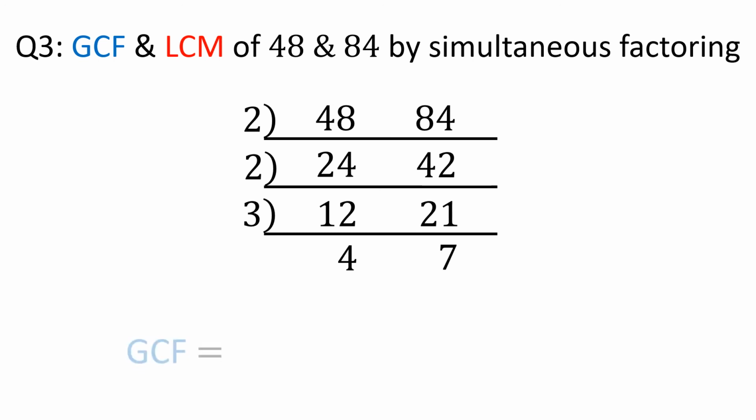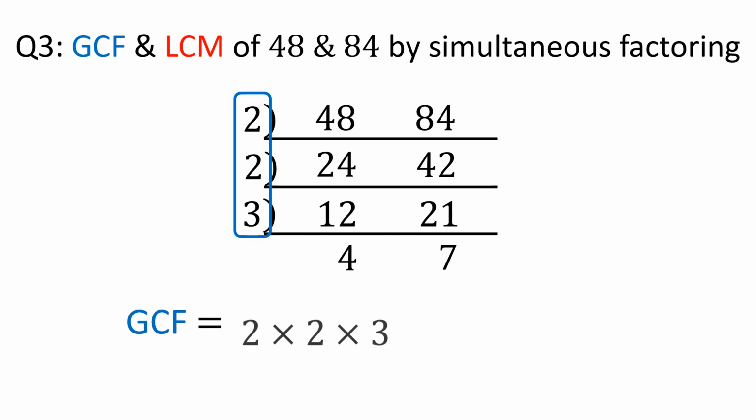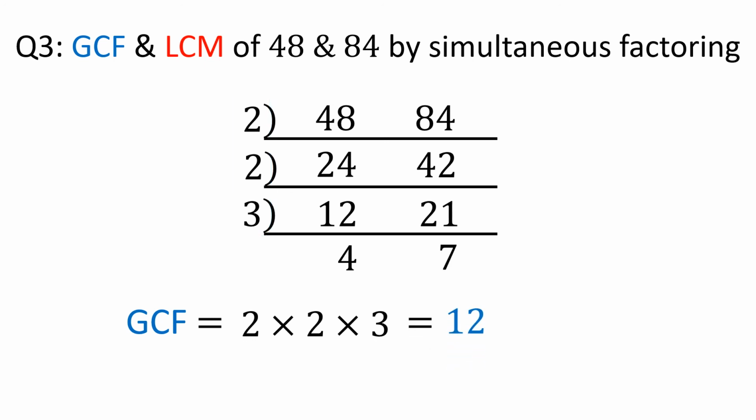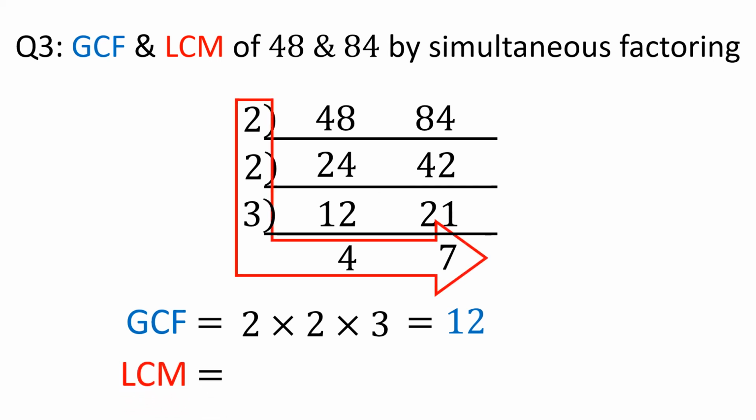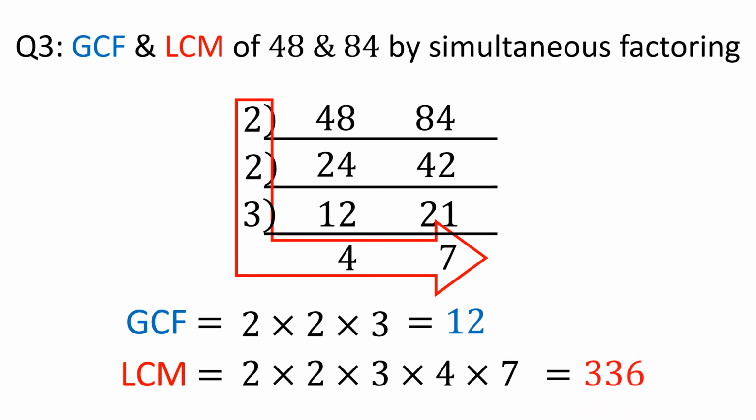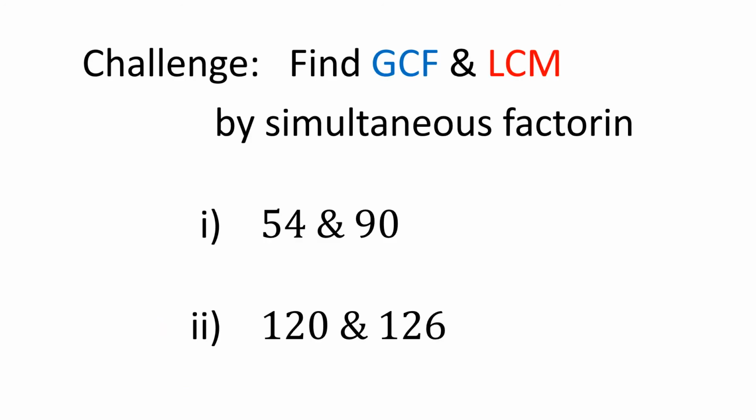In order to find the GCF, we just need to multiply the prime numbers in the column, which is 2 times 2 times 3. So GCF is 12. In order to find the LCM, we need to multiply the numbers in the shape of an L, which is 2 times 2 times 3 times 4 times 7. So LCM is 336. Here are some challenge questions.